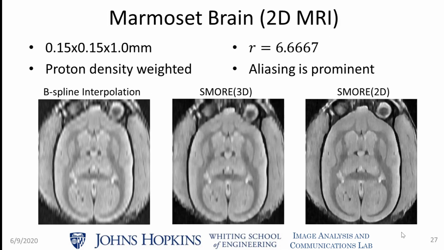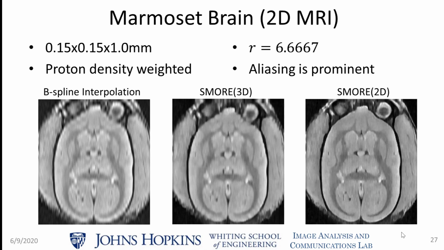Here's an example where we don't have truth. This is a marmoset brain. It's pretty dramatic because R is actually greater than the previous example, 6.6. And you can see in the B-spline interpolation quite a bit of blurring and also quite a bit of evidence of aliasing. Now, we've shown the middle column is SMORE 3D, where it does not consider anti-aliasing.